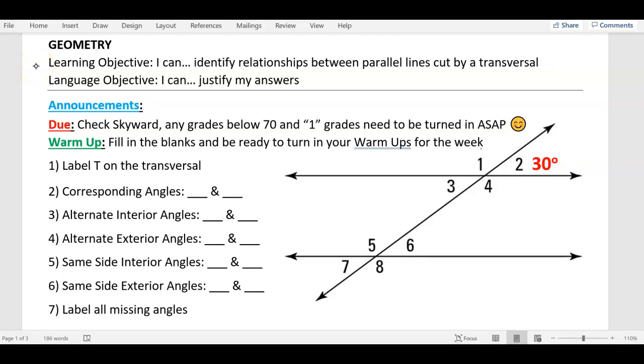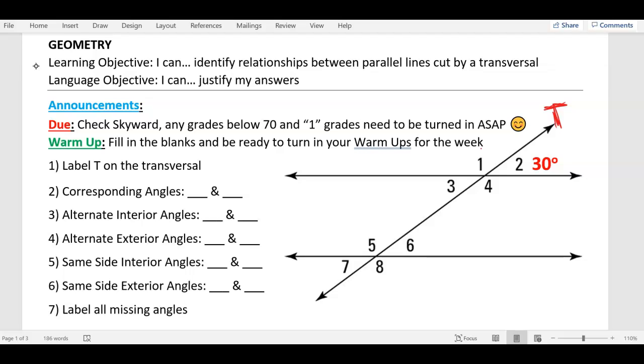So we're labeling on number one, our transversal. It's the line that goes through two other lines. It's like transportation, transversal. When you're on a bus or something, getting transportation, you cross multiple streets, transversal. Now we did say corresponding is in the same position.